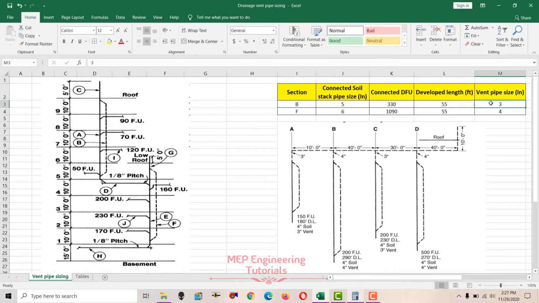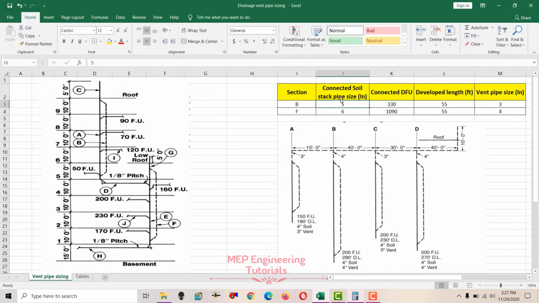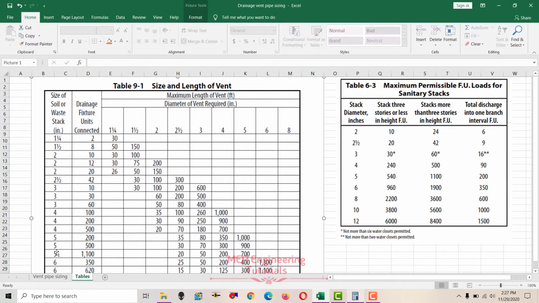Now we have to check the vent pipe size here. How much is the vent pipe size connected to the soil stack having a size of 5 inches? So we know that the soil stack pipe size is 5 inches, the developed length is 55 and the connected drainage fixture units are 330. We're going to use this Table 9-1. We said that the soil stack pipe size is 5 inches, and 330 fixture units. So 330 fixture units is in between 200 and 500. So we'll go for the higher value, 500.